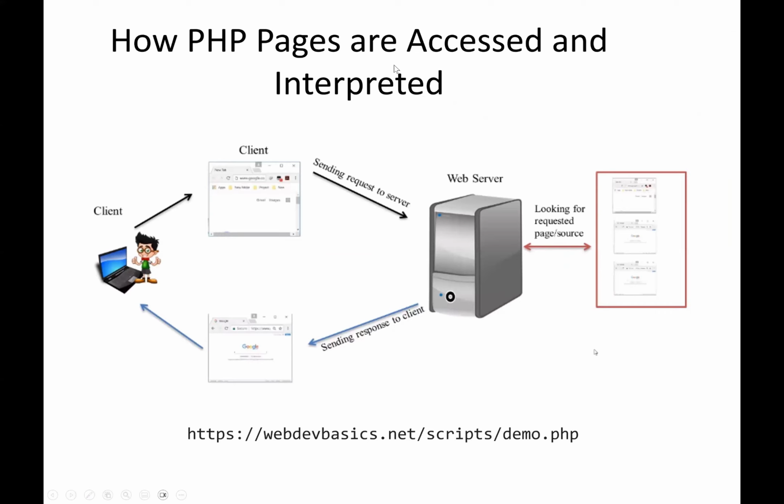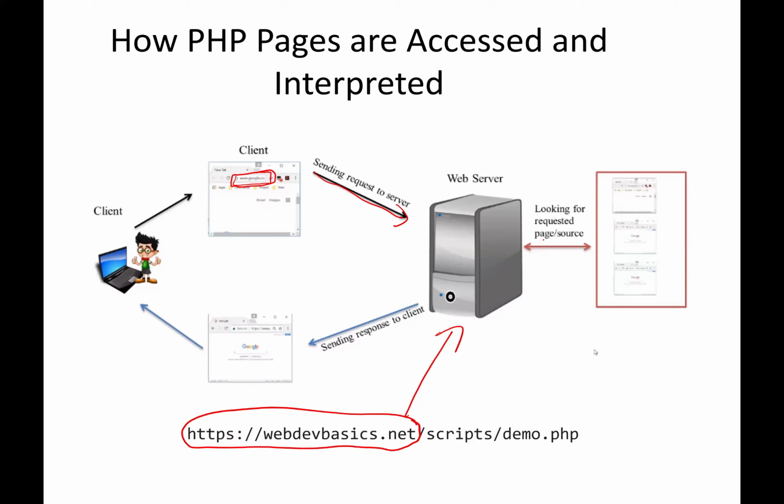Okay, so how PHP pages are accessed and interpreted. This is again a client server model. The client is, say, our laptop or machine, where we are running the client software, which is a browser, right? And then we are sending the request. In the browser, you are actually writing the address of the server here. We're writing this address and clicking enter. So that request is now going to this server, like webdevbasics.net.